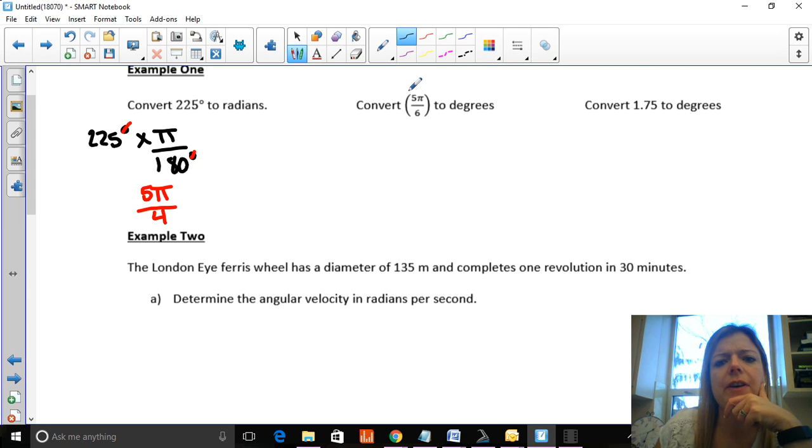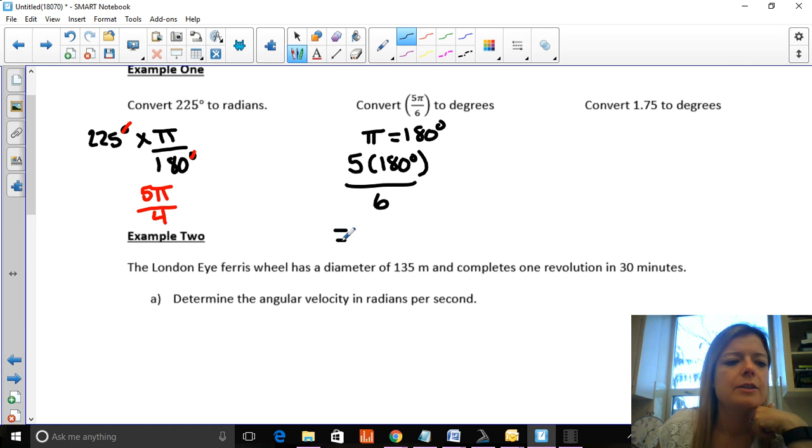Convert 5 pi over 6 to degrees. This is a good case because you already have a pi in there. So all you have to do is replace pi with 180 degrees. So 5 times 180 degrees divided by 6 equals 150 degrees.